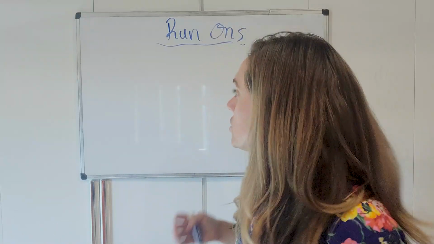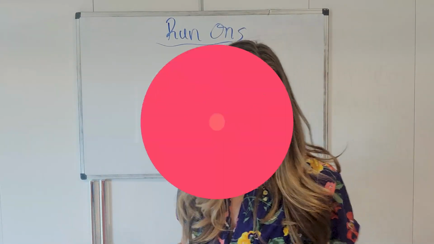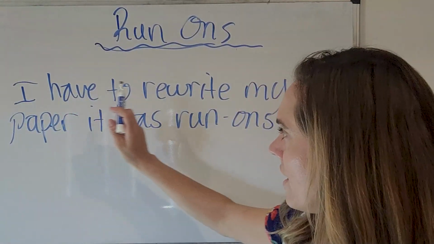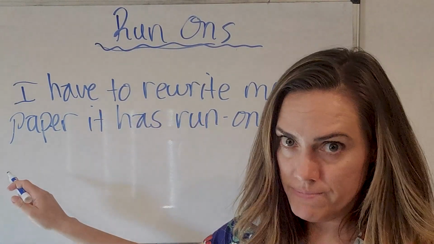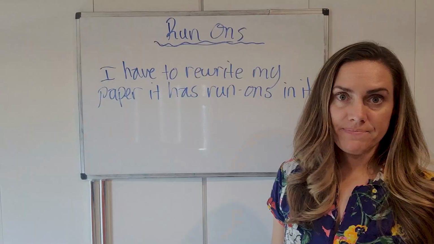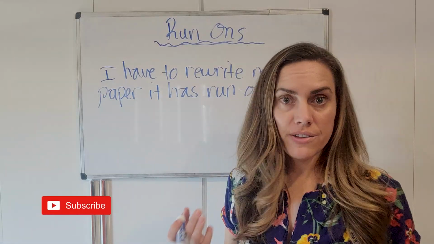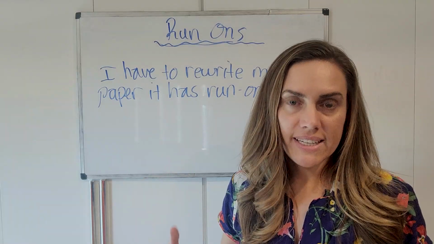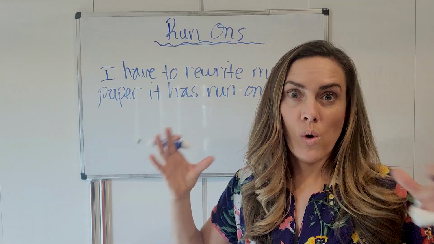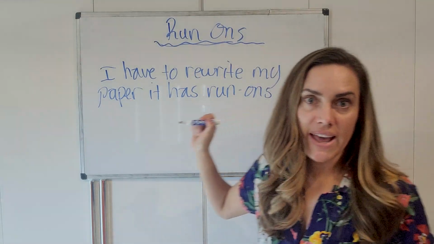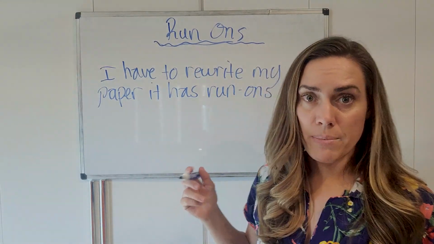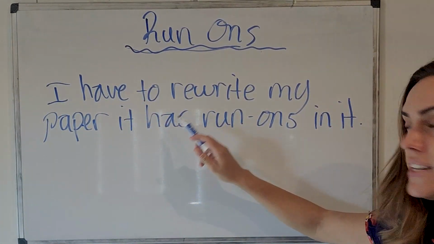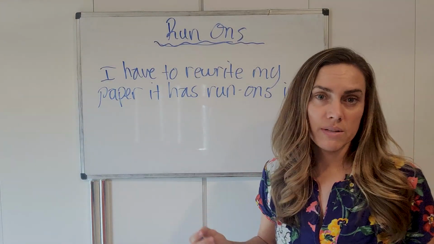So that's a run-on. Let me give you an example of an actual run-on in writing. So let's take a look at this run-on sentence. I have to rewrite my paper. It has run-ons in it. In case you're not able to hear that, that's fine, but that's actually two sentences, two complete ideas within one period, and we can't have that. So where do those two ideas happen? Let me read them again. I have to rewrite my paper. It has run-ons in it. So we have two complete sentences.